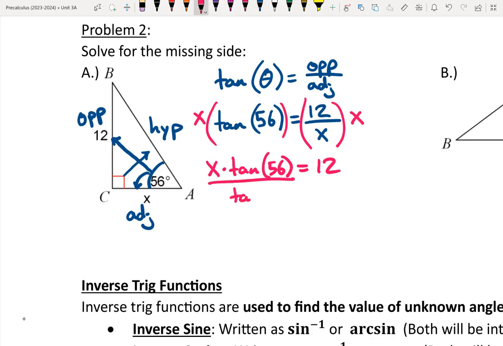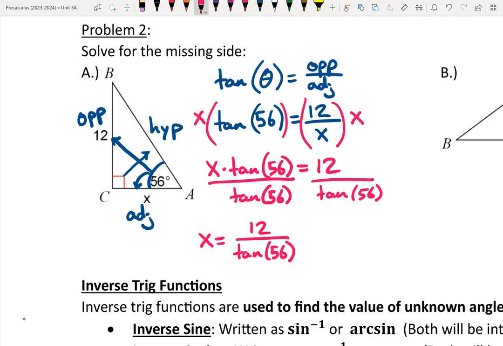Tangent of 56 is just a number. We'll figure out what number in a moment. But we have tangent of 56. I like to use the parentheses there to indicate that the 56 is being plugged into my tangent function. So x is equal to 12 divided by tangent of 56. Go ahead and pull out your calculators and see if you can plug that in.